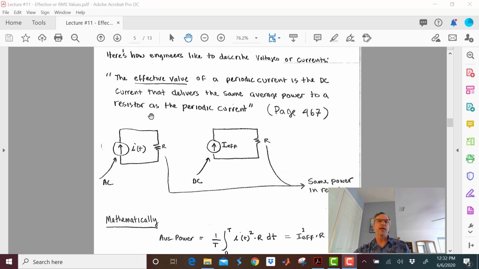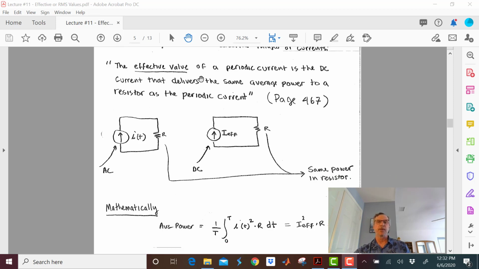So I'm going to take my statement here and convert it to math speak. The average power, remember the same average power, for my AC circuit is going to be 1 over the period. Remember, we're talking periodic signals here, right? 1 over the period times the integral of 0 to T of I squared times R.